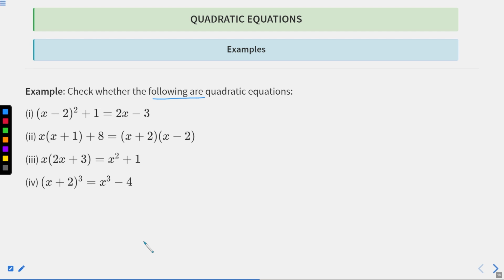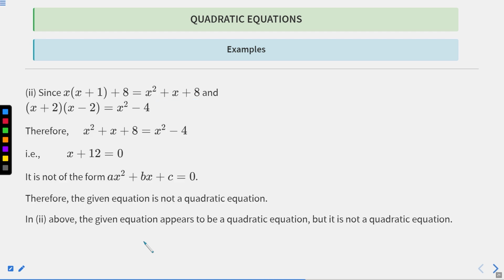Okay, so let us see the solution. Here, x times x plus 1 plus 8 is equal to x square plus x plus 8. On the right hand side we have x plus 2 times x minus 2, which is equal to x square minus 4, since we know the identity a plus b times a minus b is equal to a square minus b square.